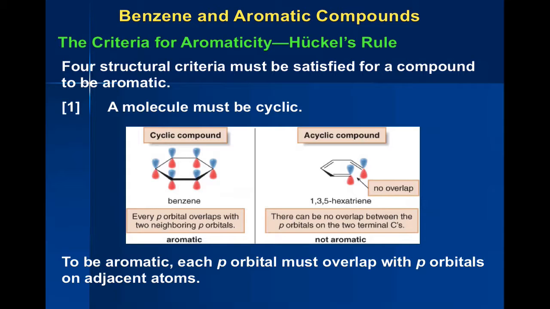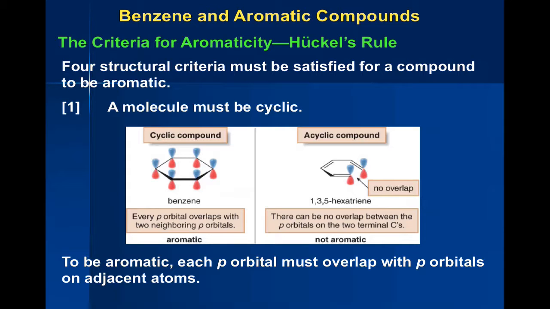So if we look at this example, here's a compound that kind of looks like benzene. Hey, I've got six carbon atoms with three double bonds just like benzene has, but it's not cyclic, because to go from here to here, I would actually have to lift my pencil, wouldn't I? This is not an aromatic compound, okay?